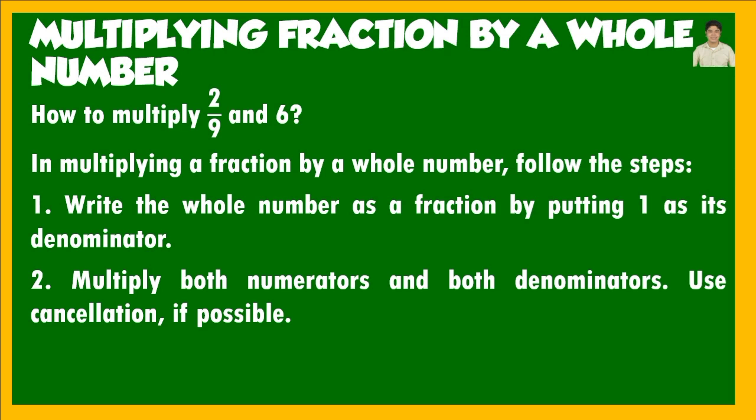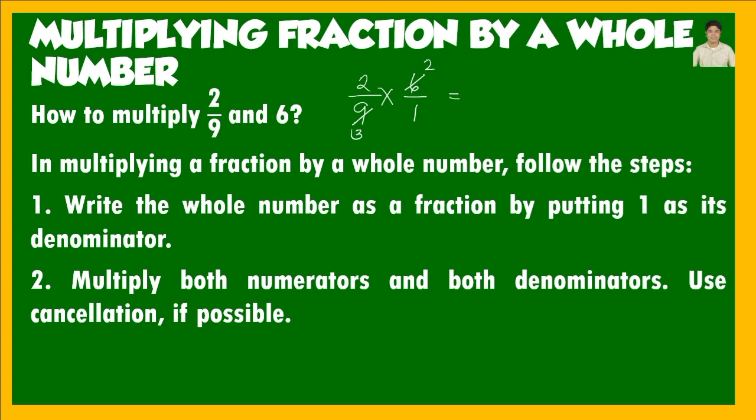So, sundan natin yung sinabi niya kanina. So, 2 over 9 times 6 over 1. Ayan, yung ilalagay natin yung 1 as the denominator of 6. Now, let us apply cancellation. So, pwede naman tayo mag-multiply ng both numerators and both denominators. Pero, pwede rin po tayong gumamit agad ng cancellation kung possible. So, dito, yung 6 tsaka 9, meron silang GCF na 3. So, kapag yung 6 dinivide natin sa 3, magiging 2 ito. And then, yung 9, dinivide natin sa 3, magiging 3.